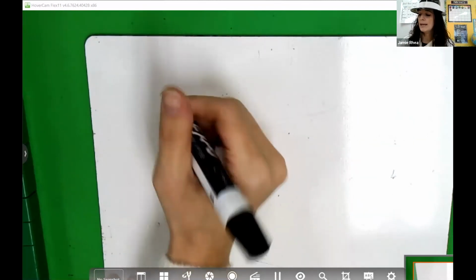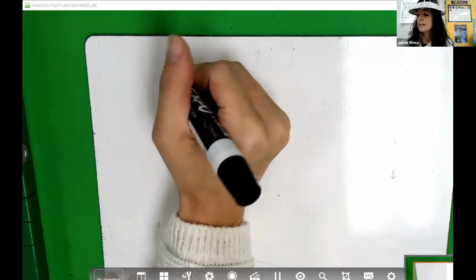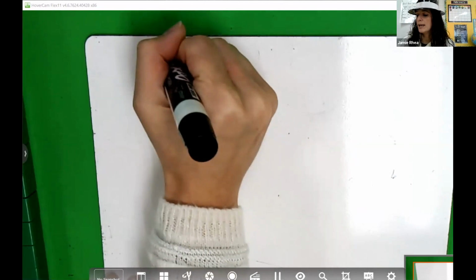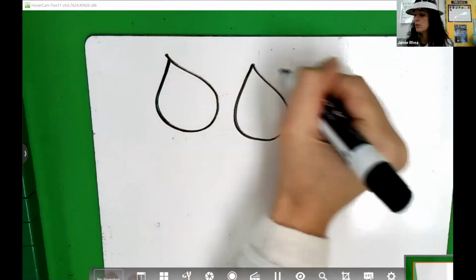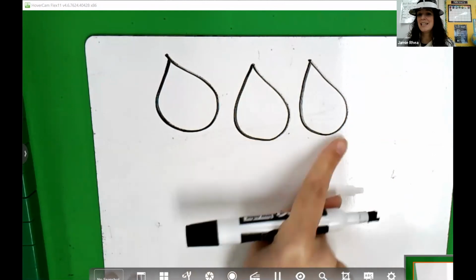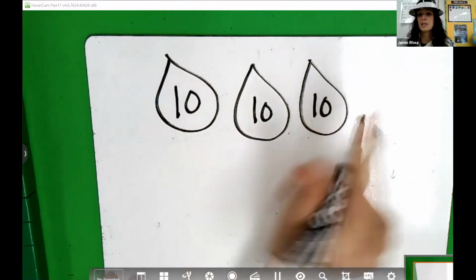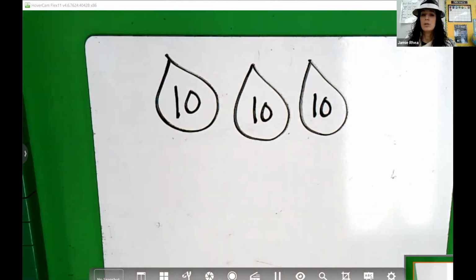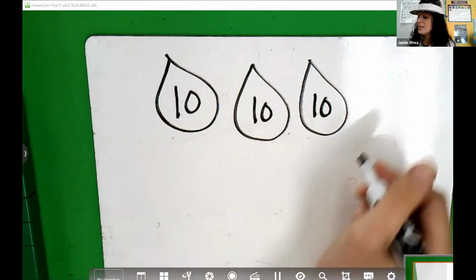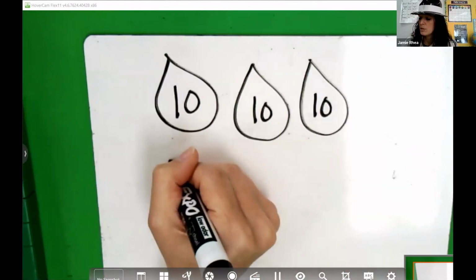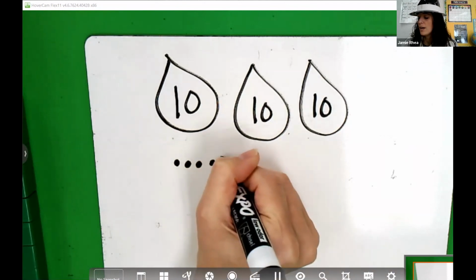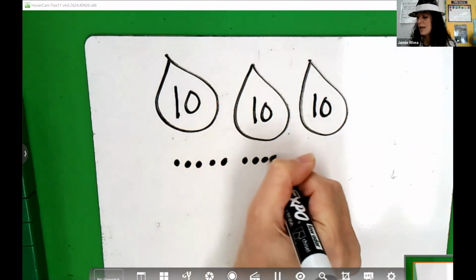Let's look. I have 3 bags. I'm going to kind of make a little bag like that. 2, 3. And we have 10 in each bag. So I'm going to put a 10 in each bag. Now, let's keep reading for some clues. Sheila has 9 extra pretzels. So we know they're not going to be in the bag. So I'm going to draw 9. 1, 2, 3, 4, 5, 6, 7, 8, 9. So there's my 9.